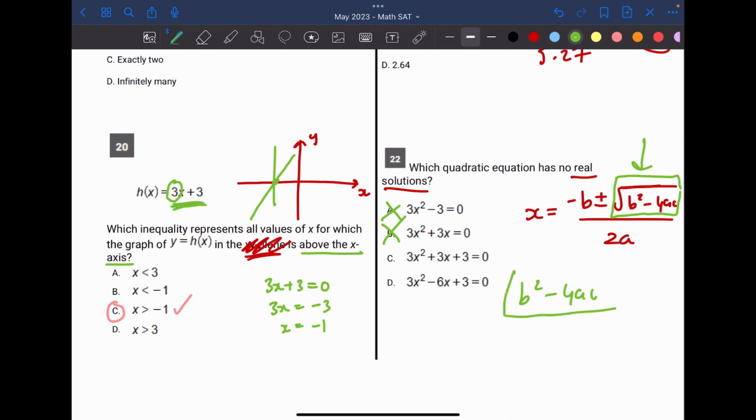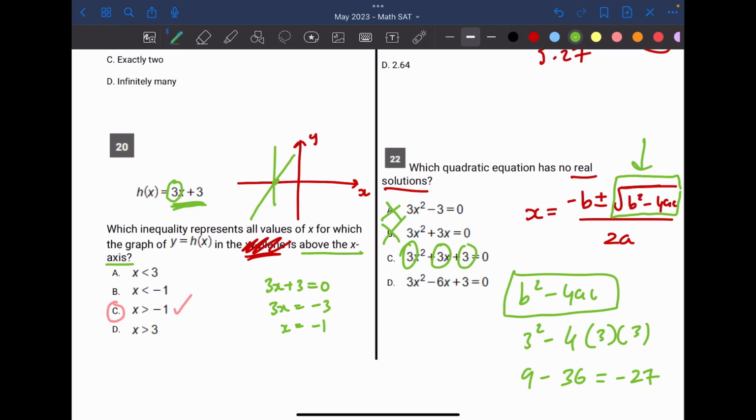Let's try it for C now. This time B is equal to 3. So 3 squared and then minus 4. A is equal to 3 as well, so times 3. And then C is equal to 3 as well, so times 3 again. 3 squared is 9 minus 4 times 3 is 12 times 3 is 36. So 9 minus 36, which is equal to negative 27.